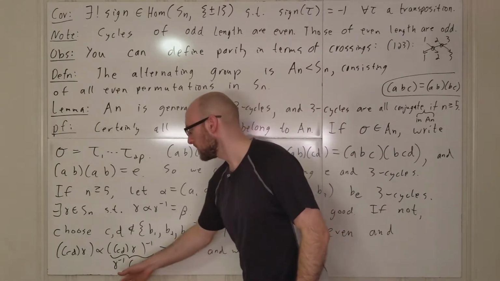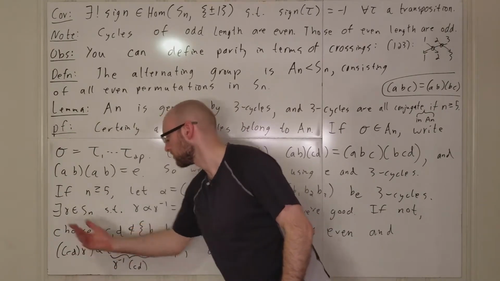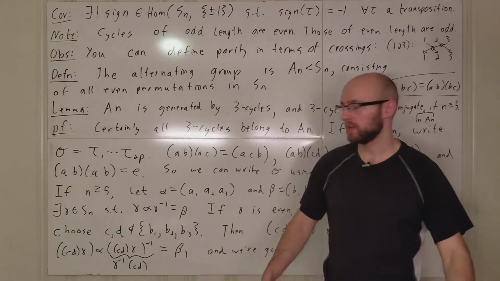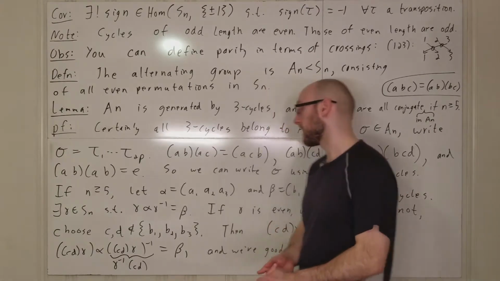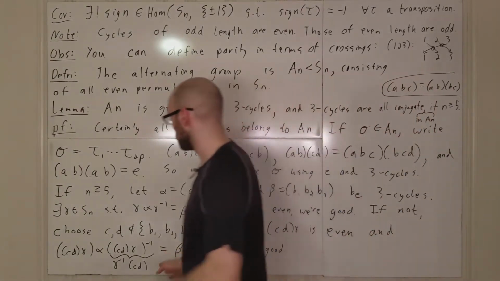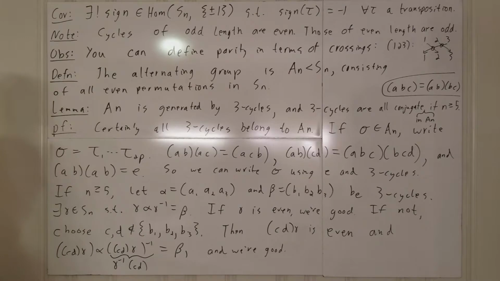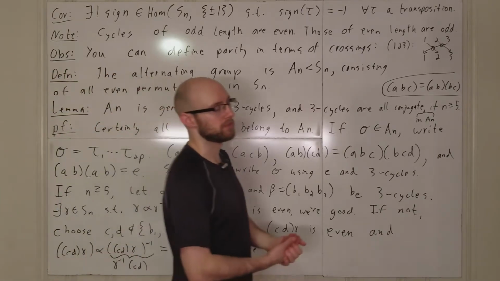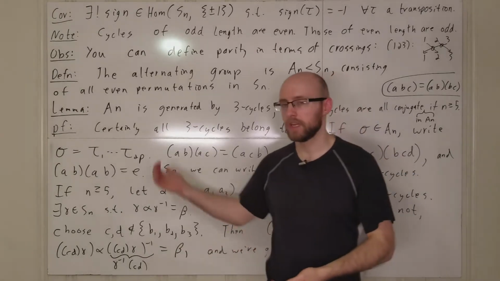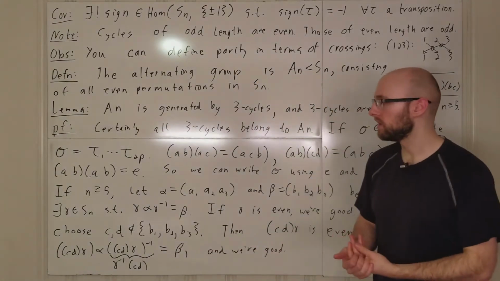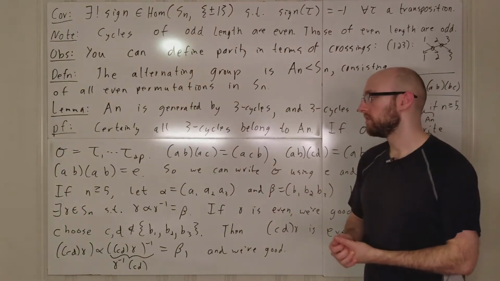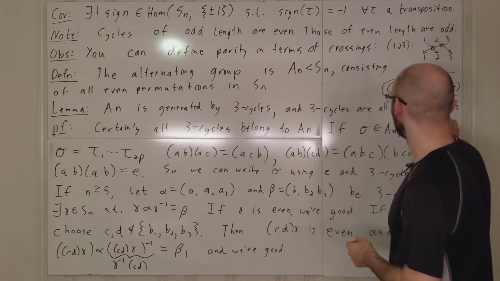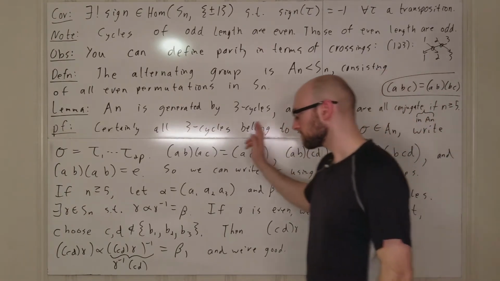Similar thing with D. D will go to C, then it'll go all the way through here, and then C will go back to D, and so D is fixed, just like it is for beta. And that shows that we have this equality, and so therefore we can find some element of A_n such that conjugating alpha by that element gives you beta, and therefore all three cycles in A_n are conjugate in A_n.